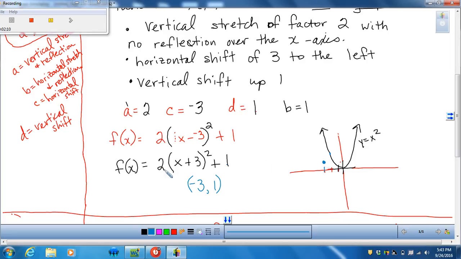Our child also has a vertical stretch of factor 2, so that means it's going to be rising twice as fast. So it's going to be skinnier and taller. And now we have a sketch of what our new function with its transformation looks like. So we'll pause, copy the notes, and then we will continue on with example 2.